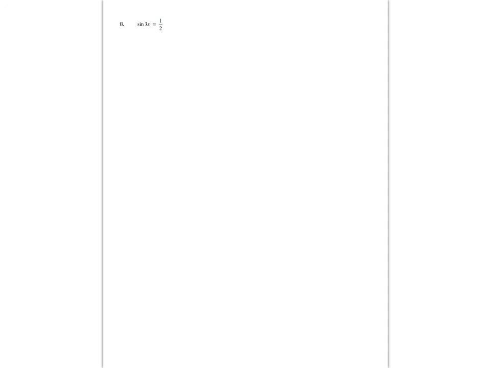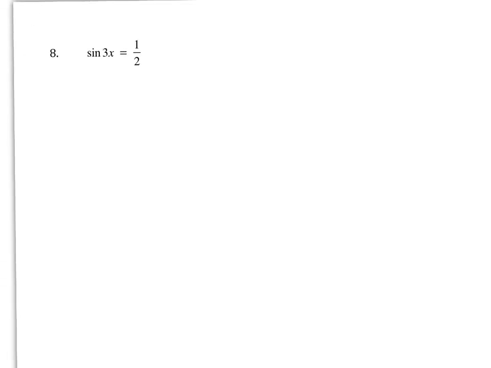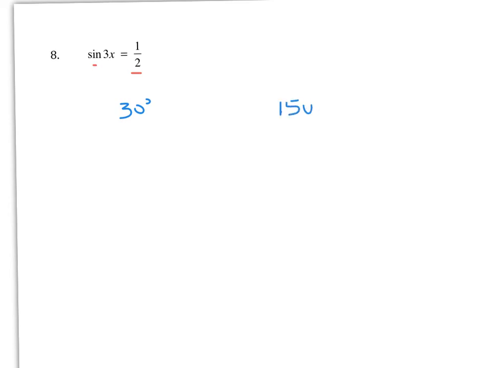All right, last example here. This one we could probably do without a calculator. If you think about when sine is equal to 1/2, hopefully 30 degrees pops into your head. If you need to use your unit circle, 150 degrees is also the other situation, because remember sine is positive in both the first and the second quadrant, so there are two possible answers here.